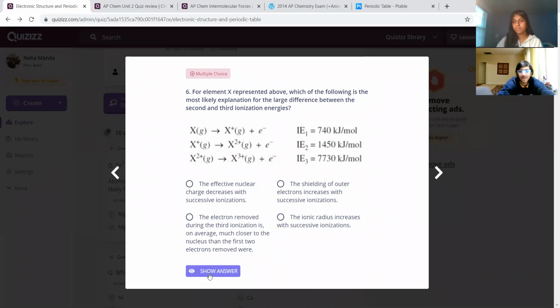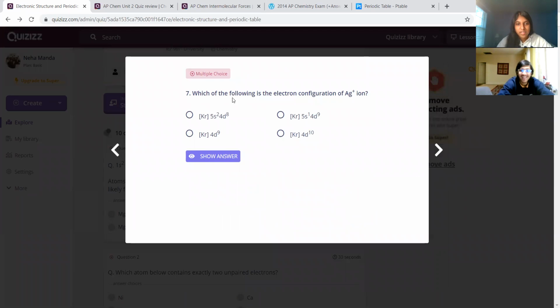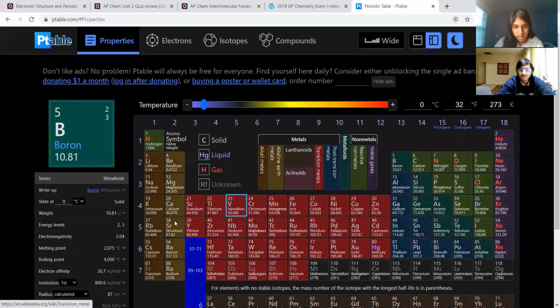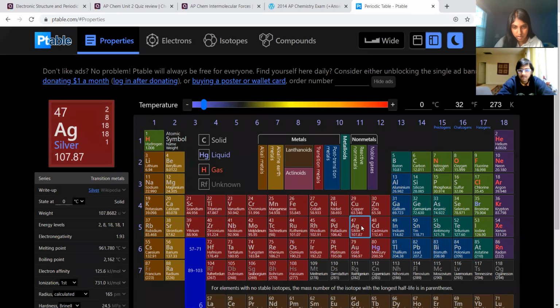A lot of the time, this is a trend I noticed: sometimes the longer, more detailed answers are correct. Yeah, that's true. Okay. Which of the following is the electron configuration of Ag+? This should be pretty simple. Electron configurations are pretty easy. So Ag+ means that there's one less electron from Ag. Normally that would be 4d9. And so if it's Ag+, it should end in 4d8.